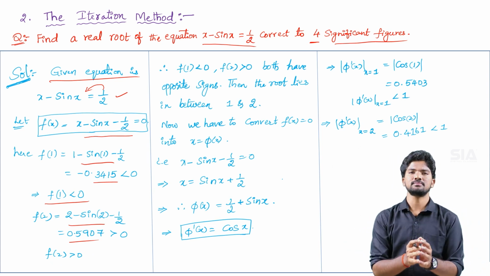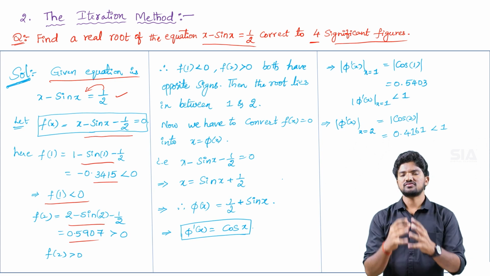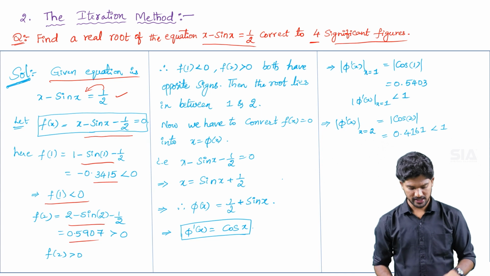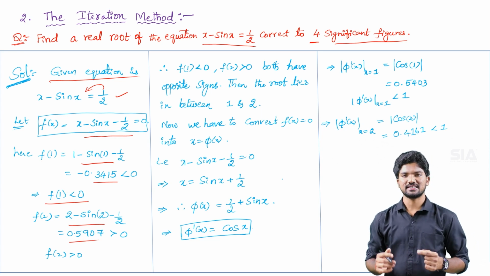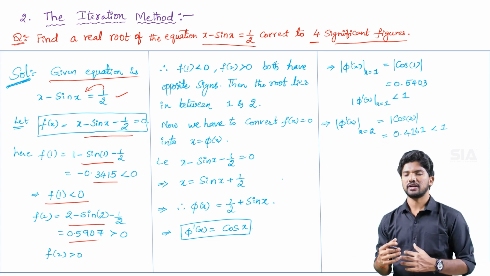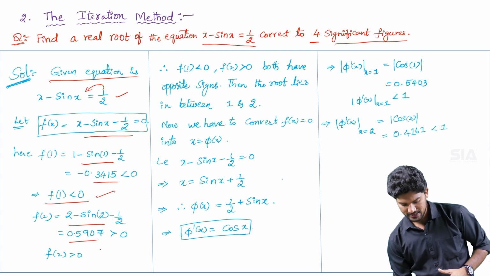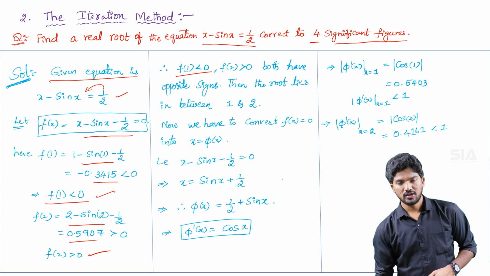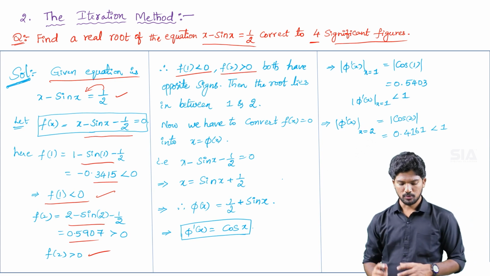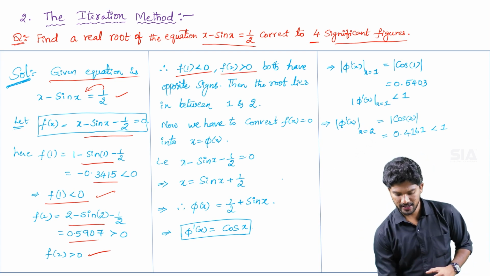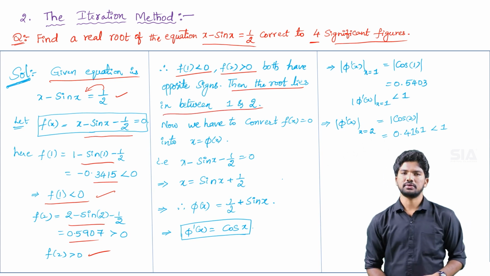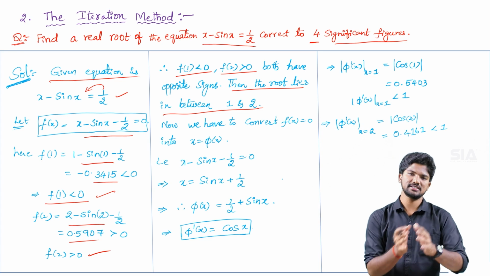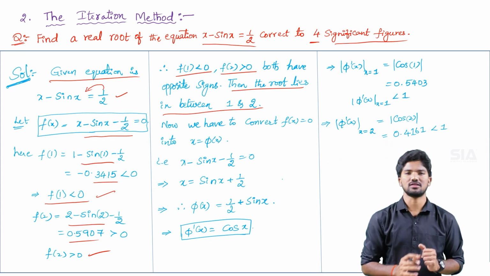If you start with 0, f of 0 is a negative value, minus 1 by 2, so it is less than 0. Next number is 1, and for 1 also it is less than 0. Next number 2, for 2 it is greater than 0. So less than 0 and then greater than 0 came consecutively. So f of 1 is less than 0 and f of 2 is greater than 0, both have opposite signs. Then the root lies in between 1 and 2. For this iteration method also, the beginning of the initial approximations is the same as the bisection method and the regula falsi method.